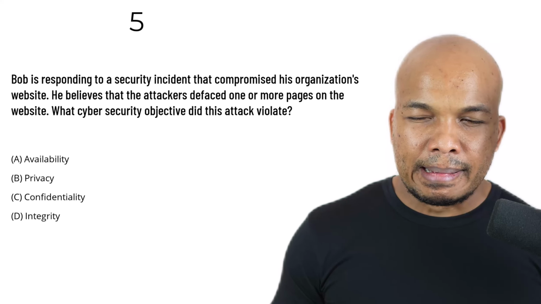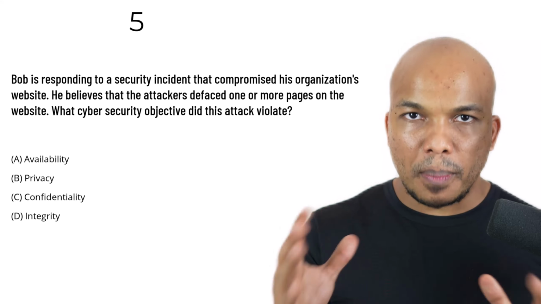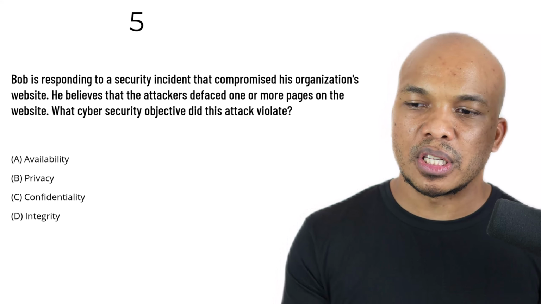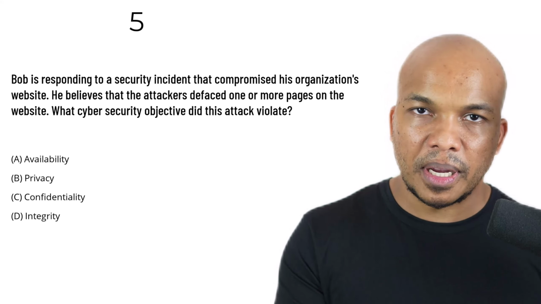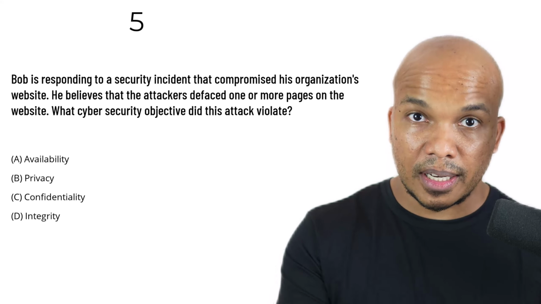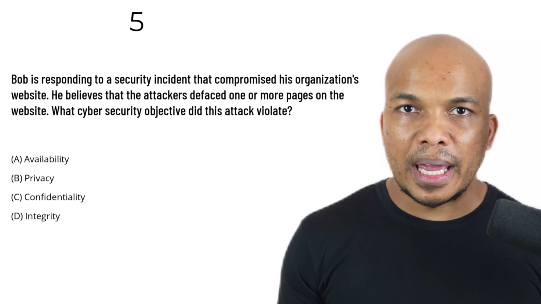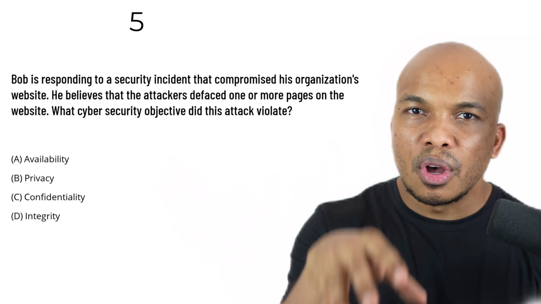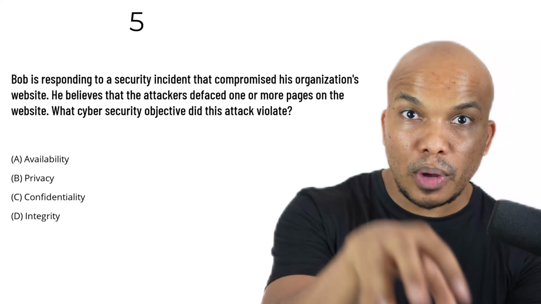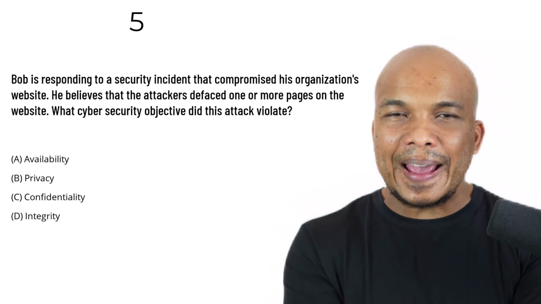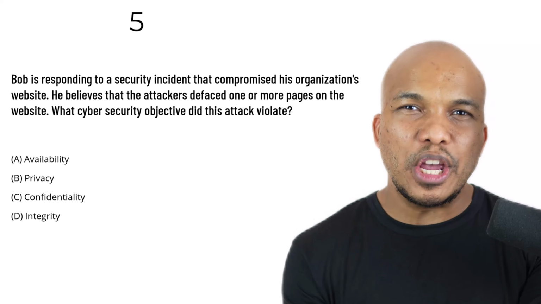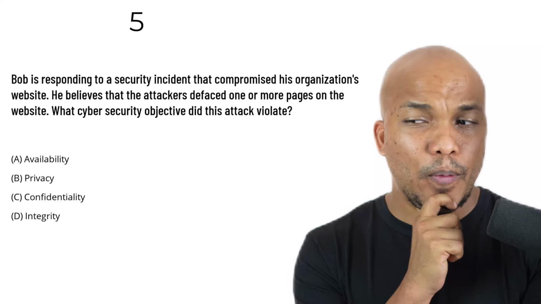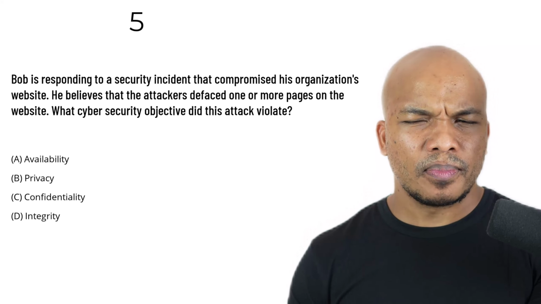Availability. It's possible because a web page is meant to be available to users, right? Let's imagine that this website is public. The pages are public to the website, right? To the internet, right? So if the attackers were able to maybe remove the logos, or they removed certain kinds of information from that website, from that web page, then they're denying access to that information, right? So availability could be the correct answer.